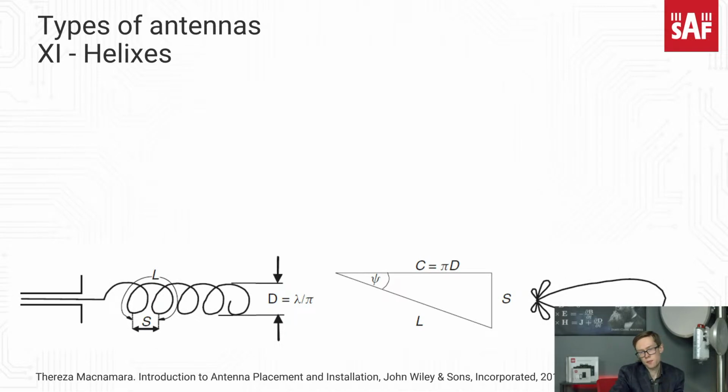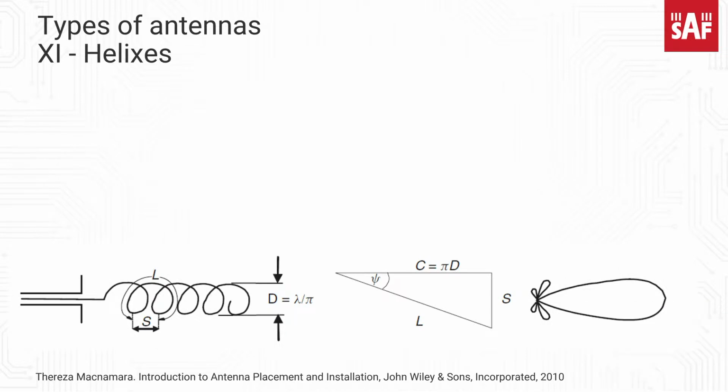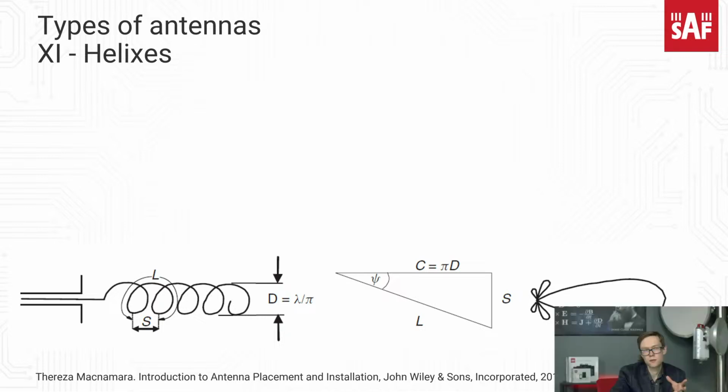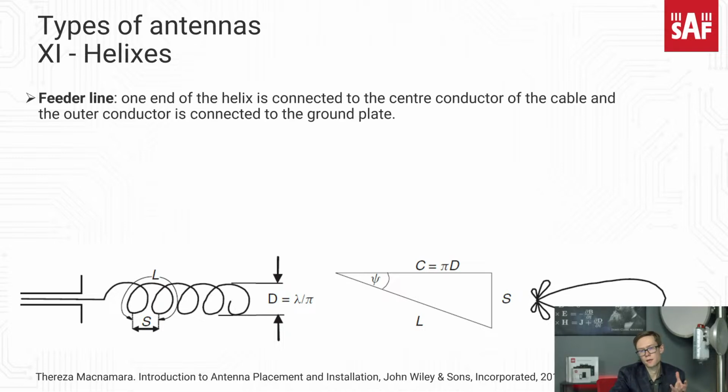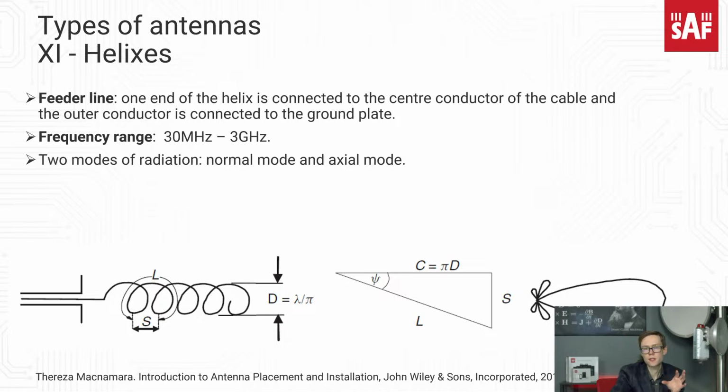All right, another type of antenna is the helical antenna, or helix, which is actually a spiral made of a wire and connected to different poles of the feeder line. The feeder line is connected to the center conductor of the cable and the outer conductor, which is connected to the ground plane. So one conductor is connected to this helix, and the other is connected to the ground. And the range is up to 3 GHz typically. This type of antenna has two radiation modes, the normal and the axial mode.